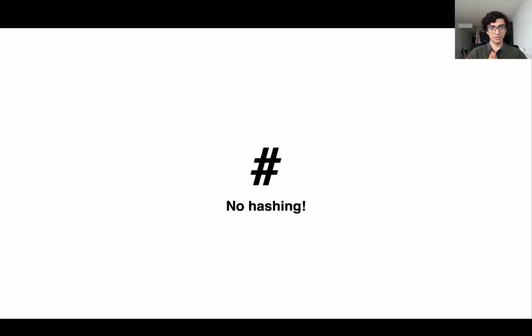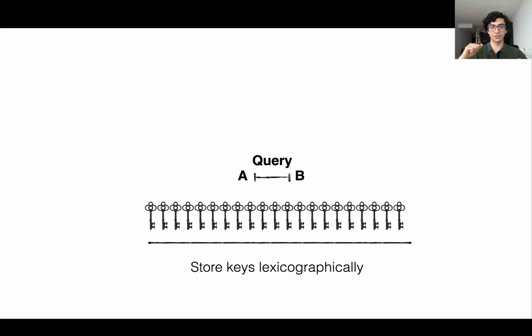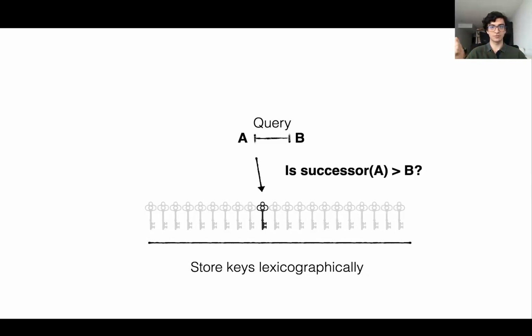The core idea of Diva is to dump the single most widely used primitive of filtering, which is hashing. Right from the get-go, we're not going to use any sort of hashing, and we're simply going to store the keys lexicographically from A to Z. What this allows us to do is, given a range query, we simply have to find the successor of the left endpoint. This is the smallest key in our dataset that is larger than the left endpoint.